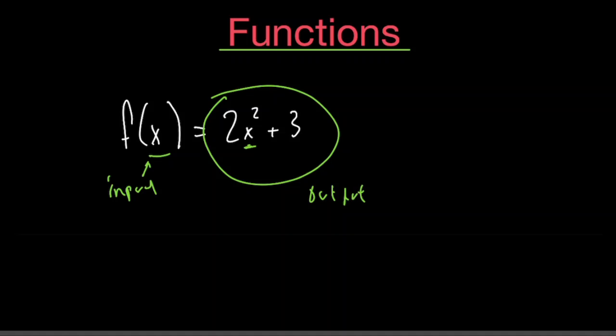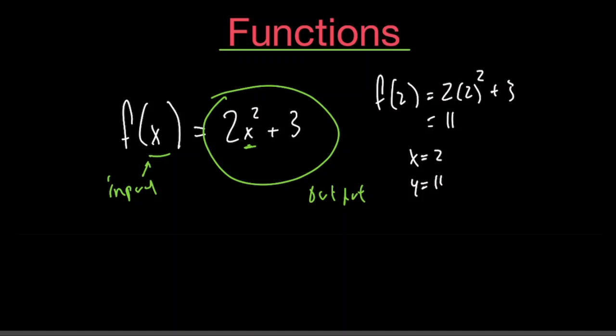So let's go over an example. Using this function, let's say we want to find f of 2. So when x is equal to 2, what does y equal? We plug in 2 wherever the x is. Simplifying, 2 squared is 4, 4 multiplied by 2 is 8, plus 3 is 11. So when x is equal to 2, y equals 11. And we can set it up in a table: x, y, so when x is 2, y is 11.